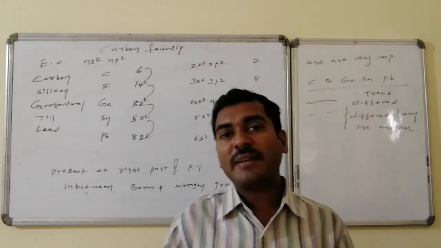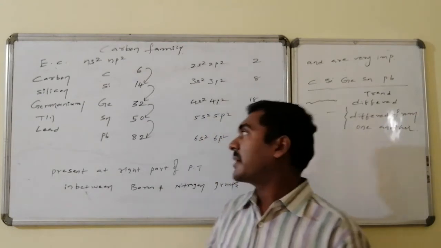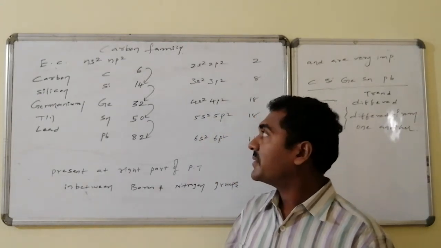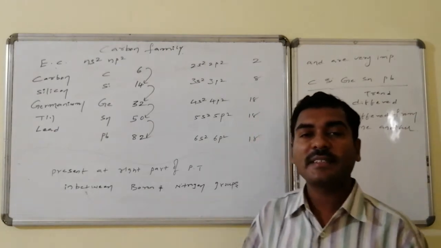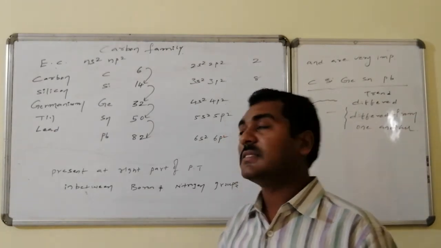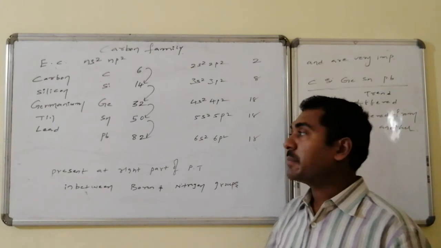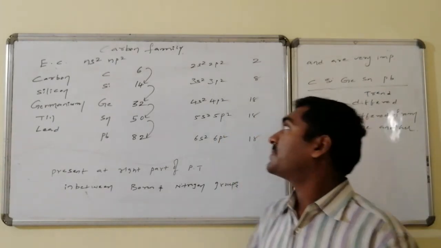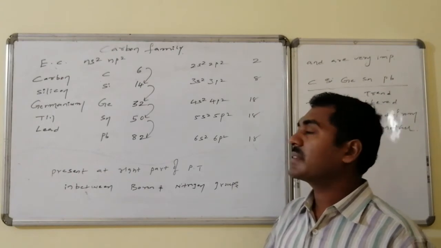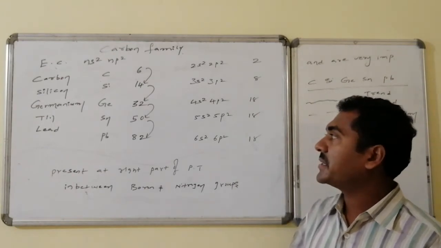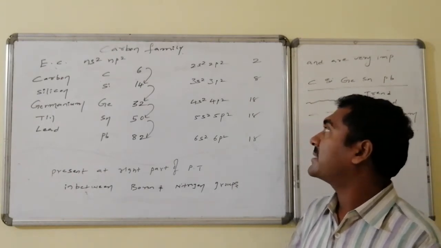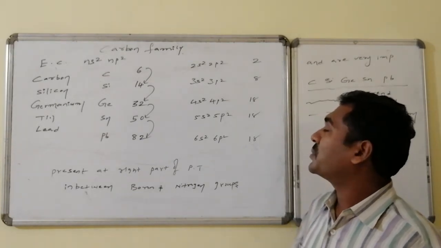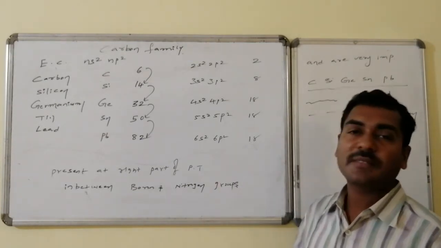The elements belonging to the carbon family are carbon, silicon, germanium, tin as well as lead. The symbolic representation is C, Si, Ge, Sn followed by Pb. The atomic number is 6 for carbon, 14 for silicon, germanium has 32, tin has 50, and lead has 82. The outermost electronic configuration is 2s2 2p2 for carbon and 6s2 6p2 for lead.